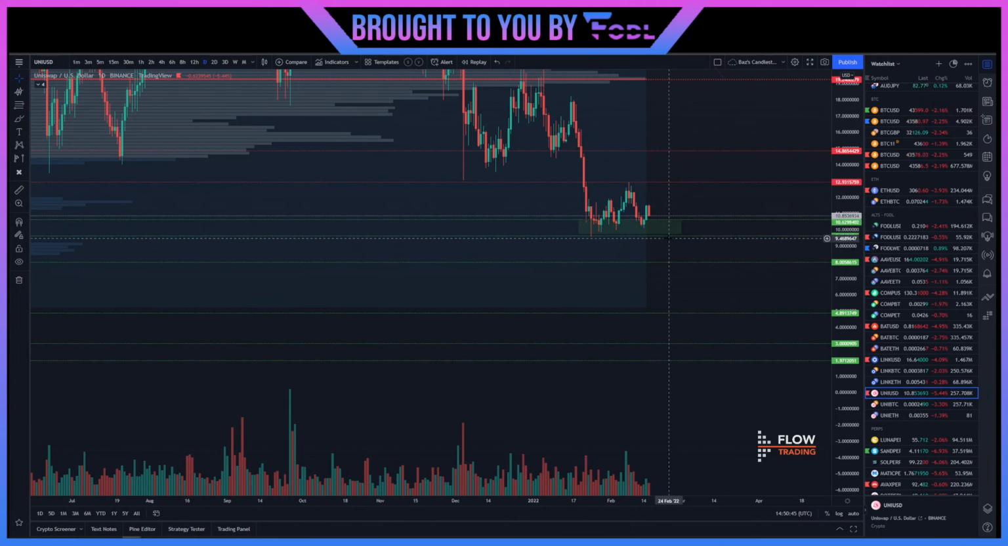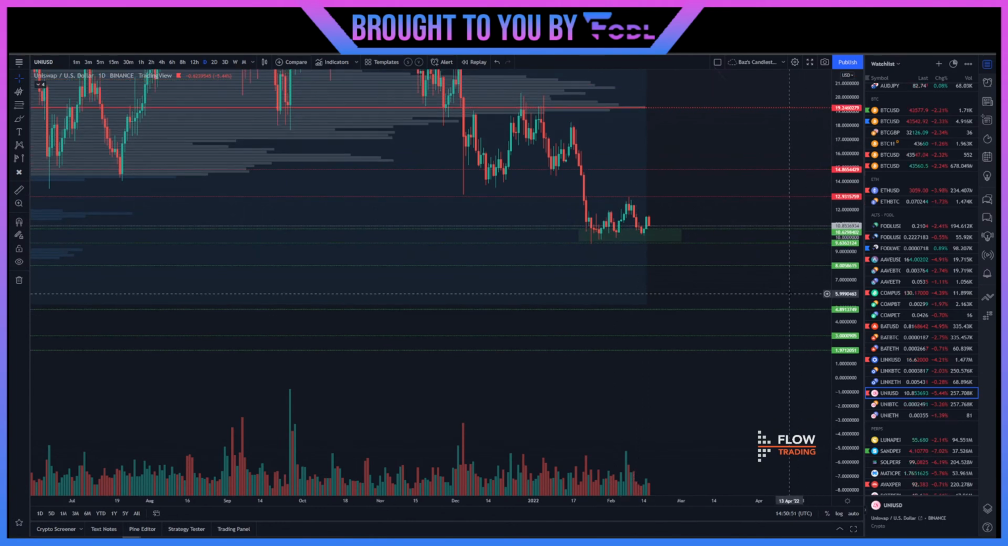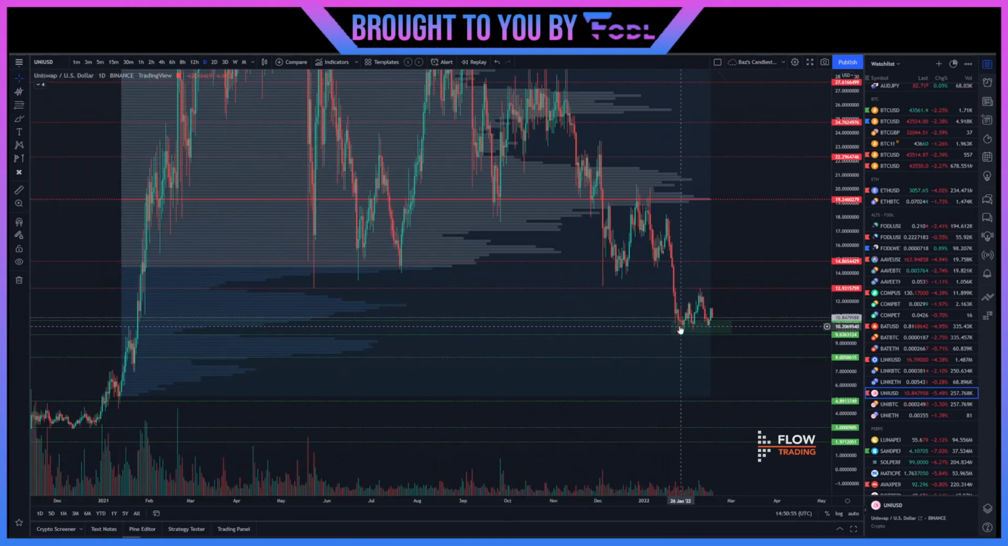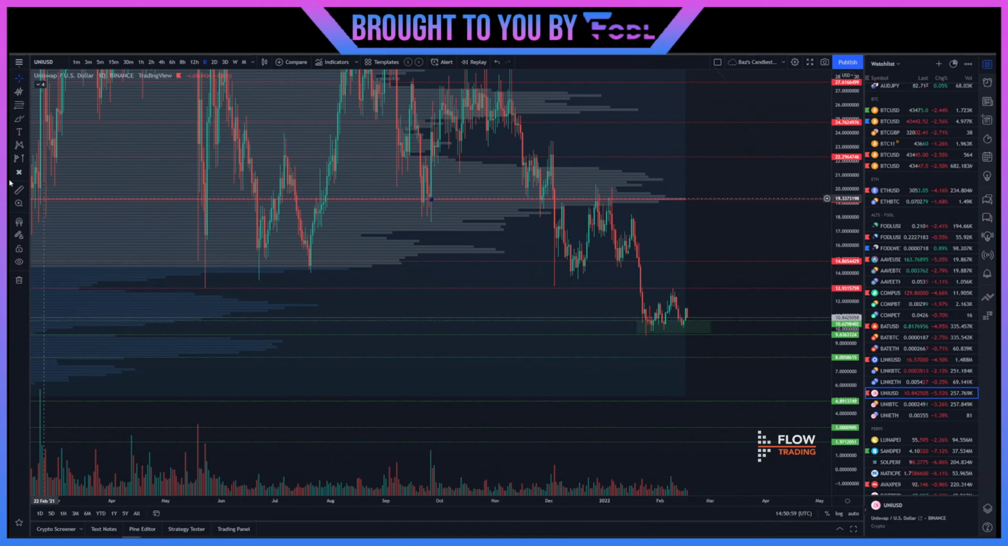This is somewhere between 9.63 and 10.63. So right about the $10 mark, big round number. So obviously, even people that are not using volume profile are using the $10 mark as a big support level. So I do expect the price to hold here.